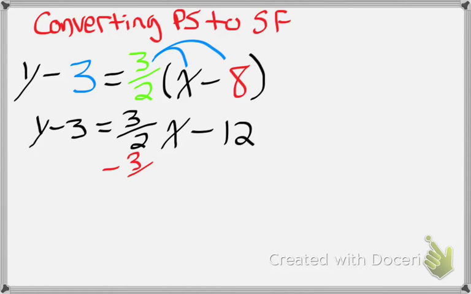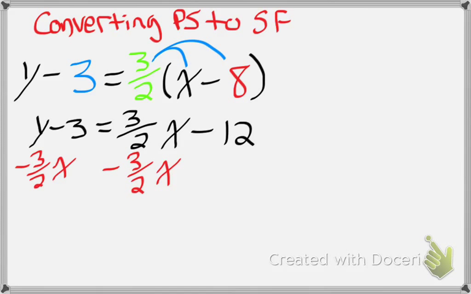How do you move positive 3 halves X? Well, you subtract 3 halves X. So subtract 3 halves X from both sides. Now, if you do that, you will be left with negative 3 halves X plus Y minus 3. Well, we need that minus 3 to get out of there. So you can do it now, or you can do it at the same time, or you can do it as a separate step. For the sake of space, I'm going to do it at the same time.